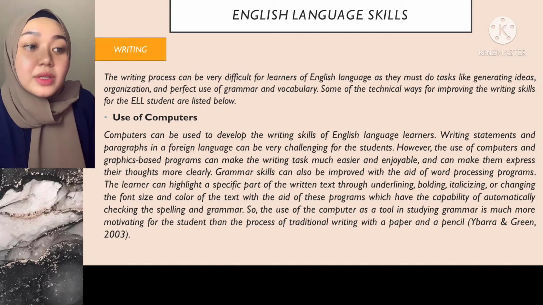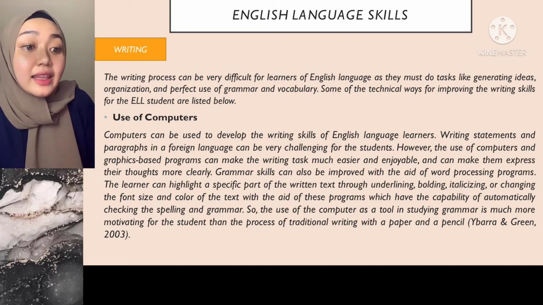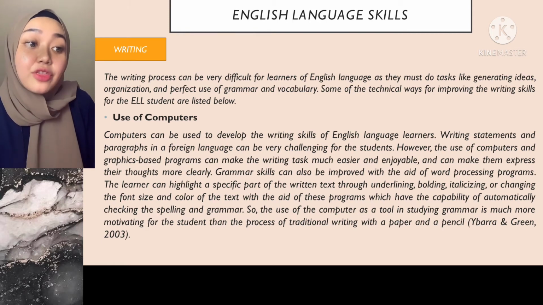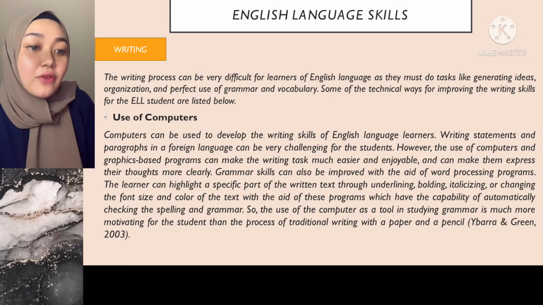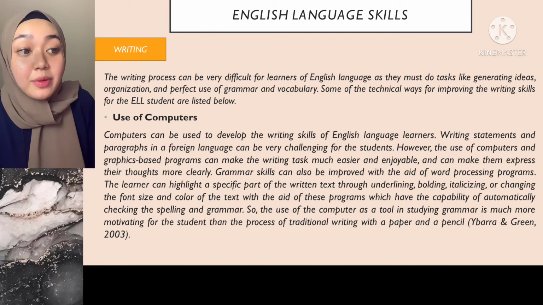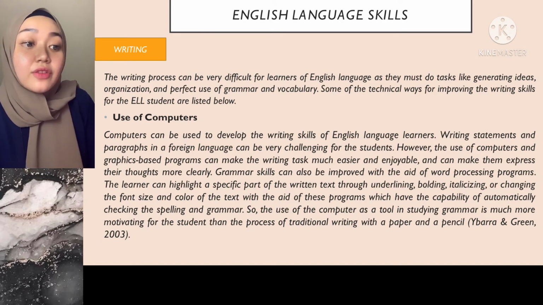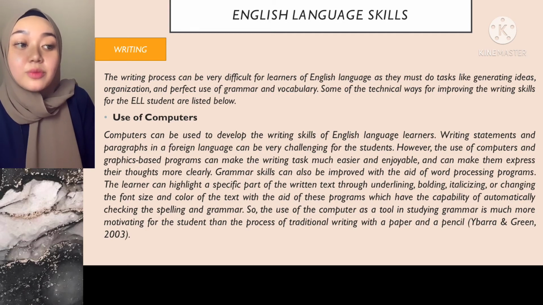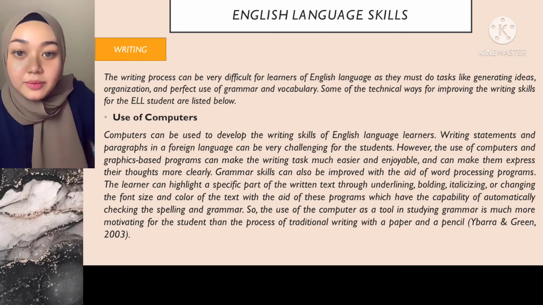Grammar skills can also be improved with the aid of word processing programs. The learners can highlight a specific part of the written text through underlining, bolding, italicizing, or changing the font size and color of the text with the aid of these programs, which have the capability of automatically checking the spelling and grammar. So the use of the computer as a tool in studying grammar is much more motivating for the student than the process of traditional writing with a paper and a pencil, according to Barra and Green 2003.